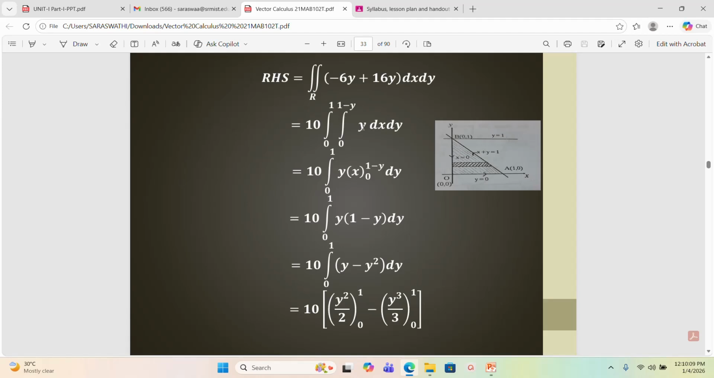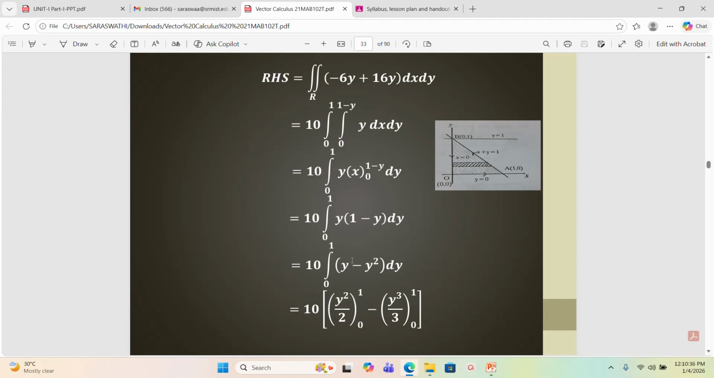10 is the constant. Now y dx dy. As per the property of integration, the inner limit is integrated with respect to x, so y is the constant. The integral of dx is x, with limits from 0 to 1 minus y, and the upper limit of x is 1 minus y. So 1 minus y minus 0, into dy. So y into 1 minus y, multiplying gives y minus y² into dy.